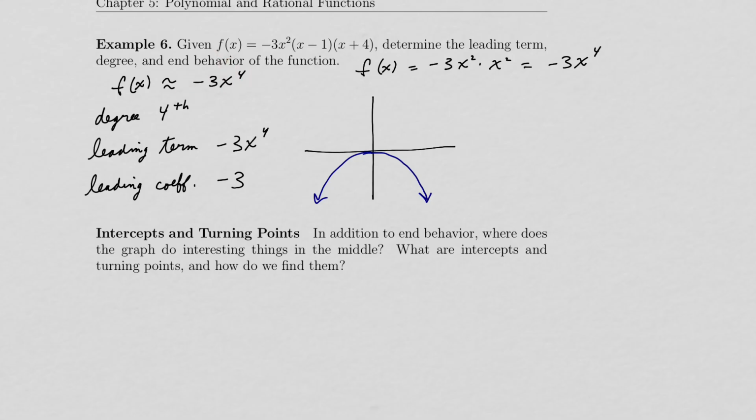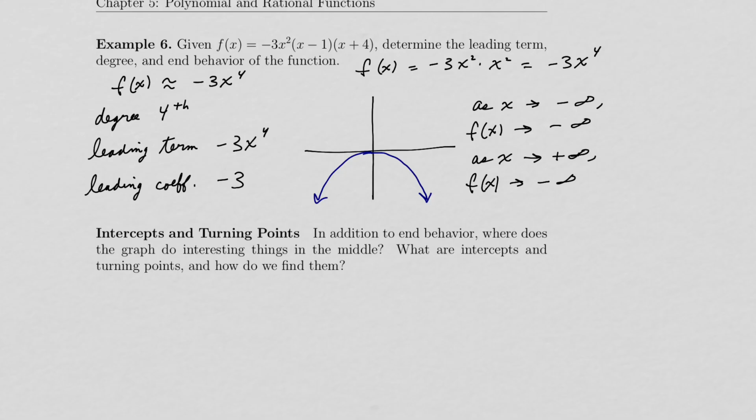So given that, we can answer our question, right? As x goes to negative infinity, the original polynomial is also going to go to negative infinity. And as x goes to positive infinity, the original polynomial also goes to negative infinity. They both go to negative infinity. As x gets really, really small, it goes to negative infinity. As x gets really, really large, it goes to negative infinity. Okay.